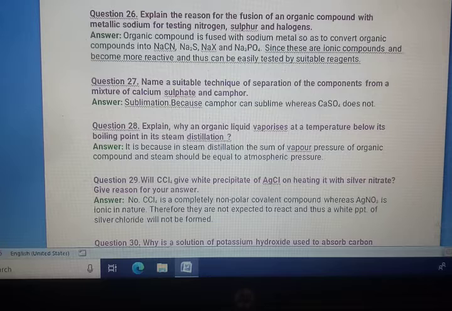Name a suitable technique for the separation of the components from a mixture of calcium sulfate and camphor. Can anybody tell me? Calcium sulfate and camphor. Camphor, sublimation, right? Sublimation, because camphor can be sublimed whereas calcium sulfate does not. There are two substances, one sublimable and the other non-sublimable, you can say.